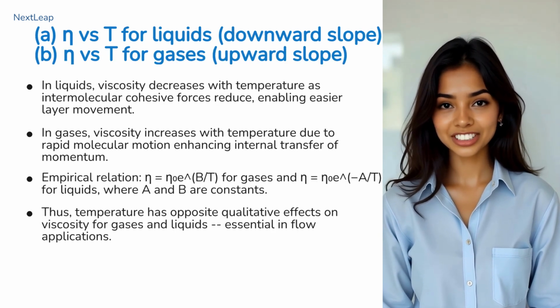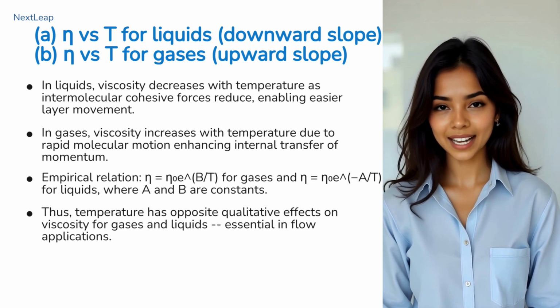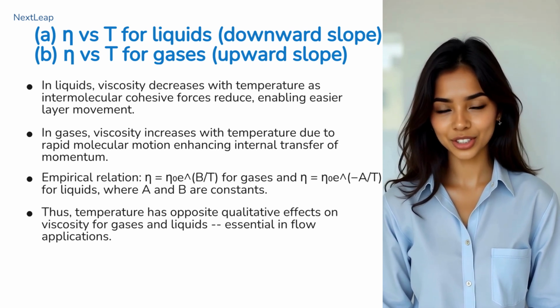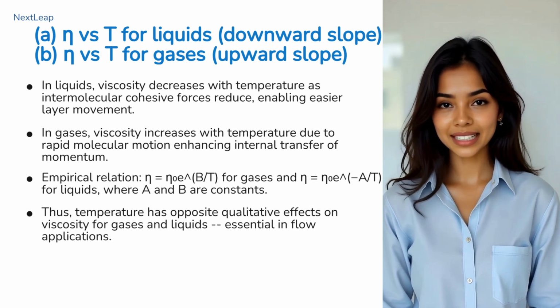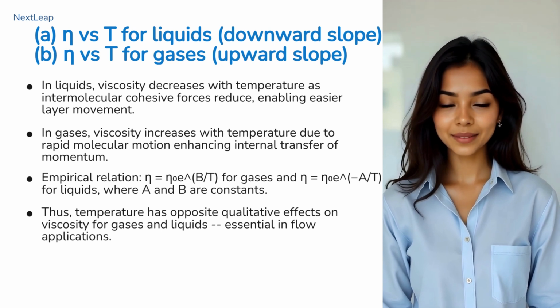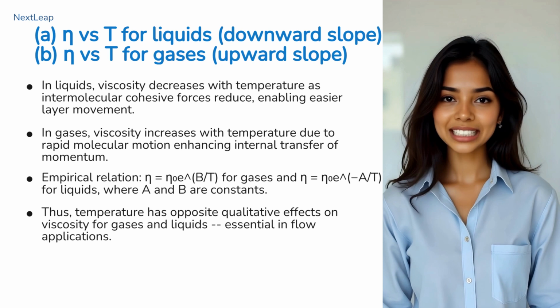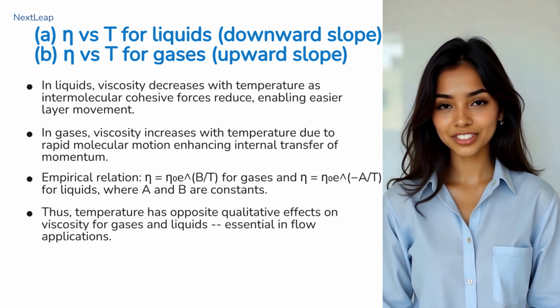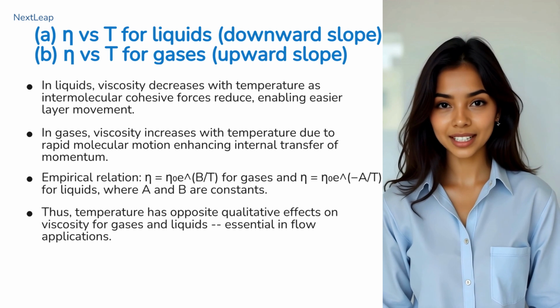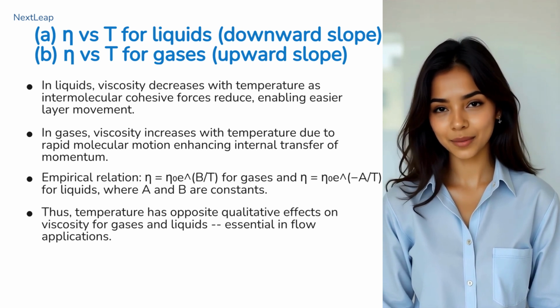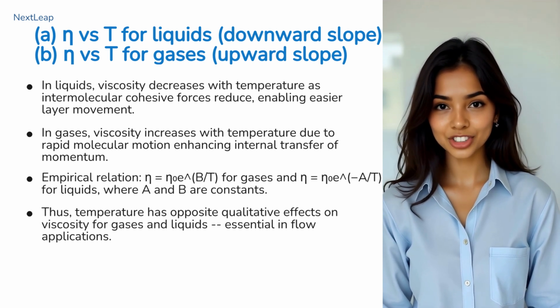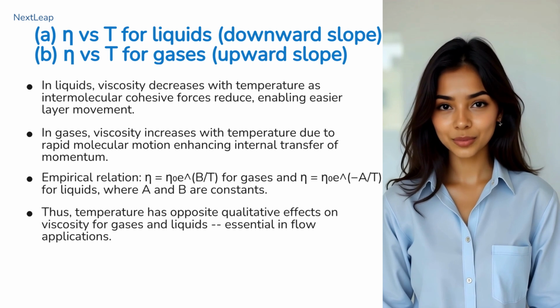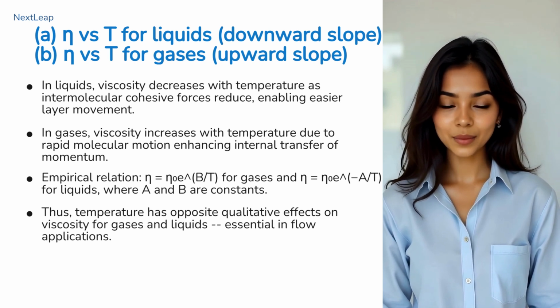Now, have you noticed how syrup gets runnier when warmed, but air can feel thicker or thinner depending on temperature too? That's because viscosity changes with temperature. But interestingly, liquids and gases don't behave the same way. In liquids, viscosity decreases as temperature rises, because the molecules' sticky, cohesive forces weaken, making the layers slide past each other more easily. On the other hand, in gases, viscosity actually increases with temperature, because molecules move faster and collide more frequently, which enhances the transfer of momentum inside the gas.